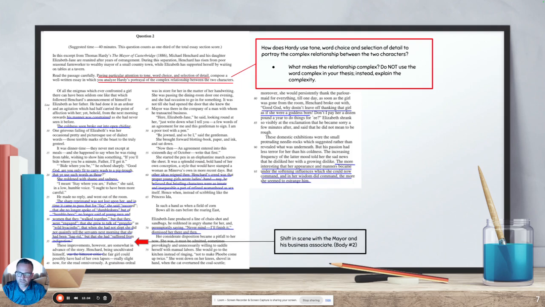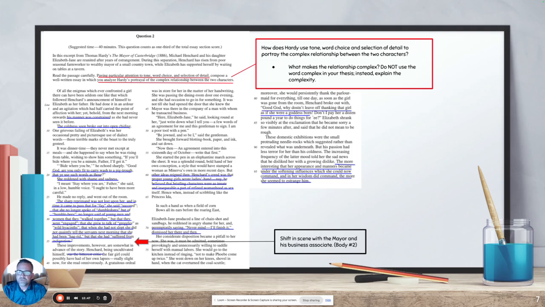So in here on line 35 or 36, there is a shift in the scene with the mayor and a business associate. The beginning of this particular passage, from lines 1 to 35, basically focuses on the conversation between Henchard and his daughter and his criticism of her language or dialect. And then there's a shift. There's a new scene introduced in line 36, with the mayor now with the business associate. So we'll continue to read that, and we'll gather some more evidence, as I have done, again relating to the relationship.